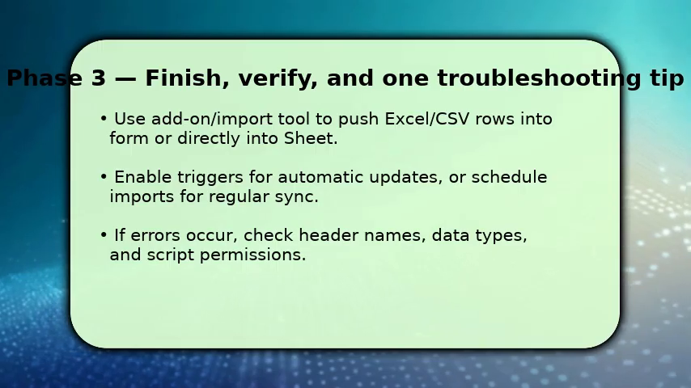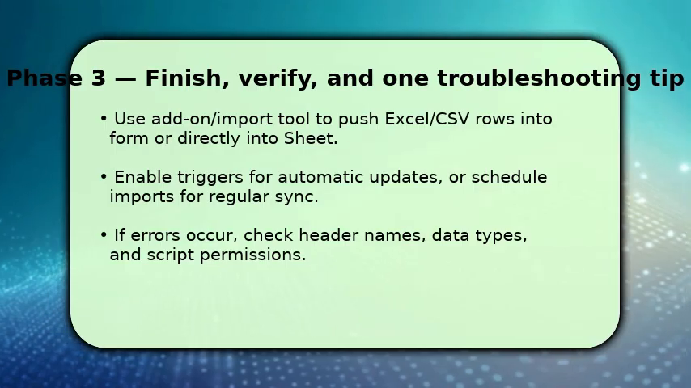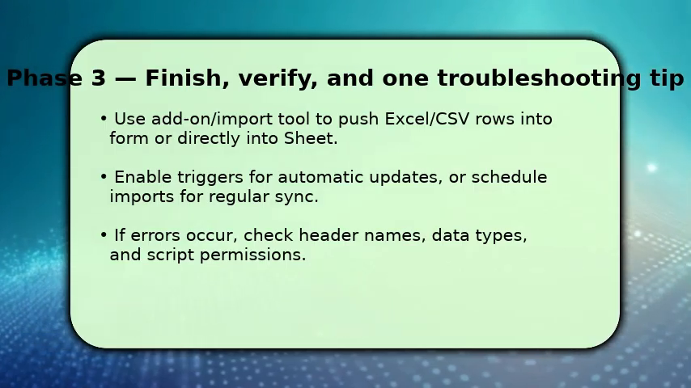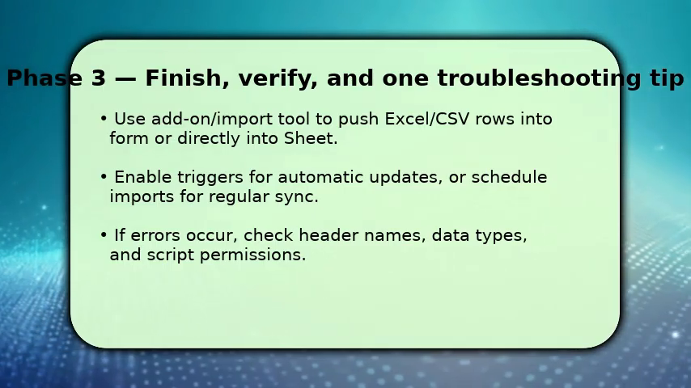Then enable time-based triggers or installable triggers so new Excel exports update automatically. If something goes wrong, check header name mismatches, conflicting data types, and the app's script.